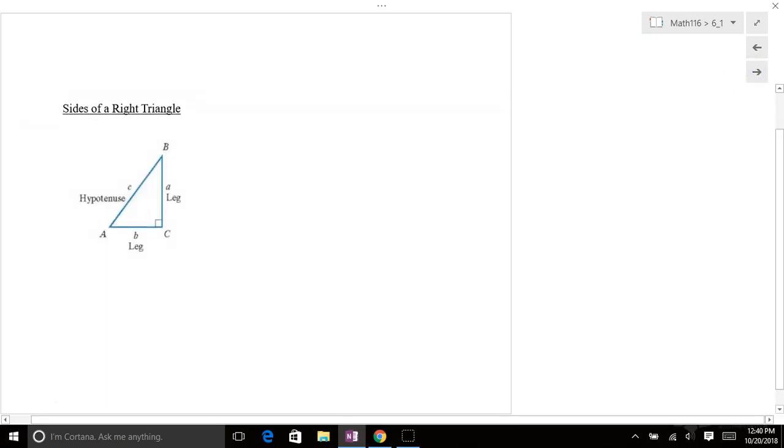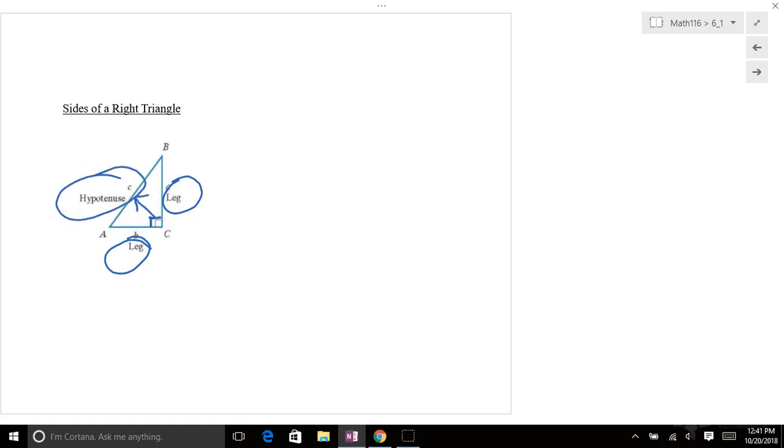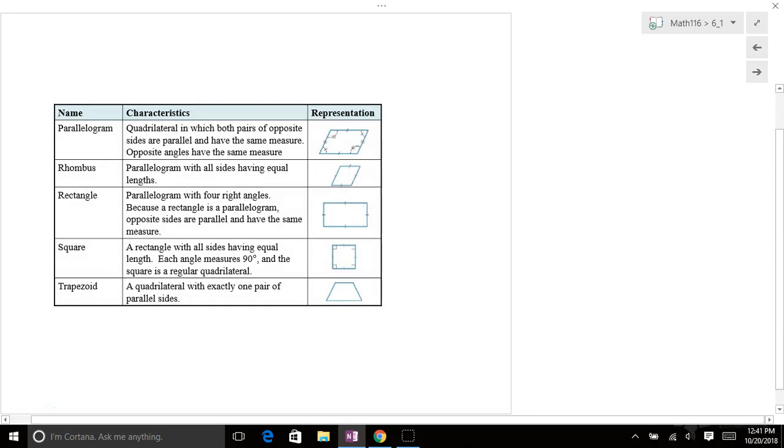Now, if you have a right triangle, you see that 90-degree mark in there? You have a right triangle. The two sides that are adjacent to the right angle are called legs, and the side opposite the right angle is called your hypotenuse. Okay.